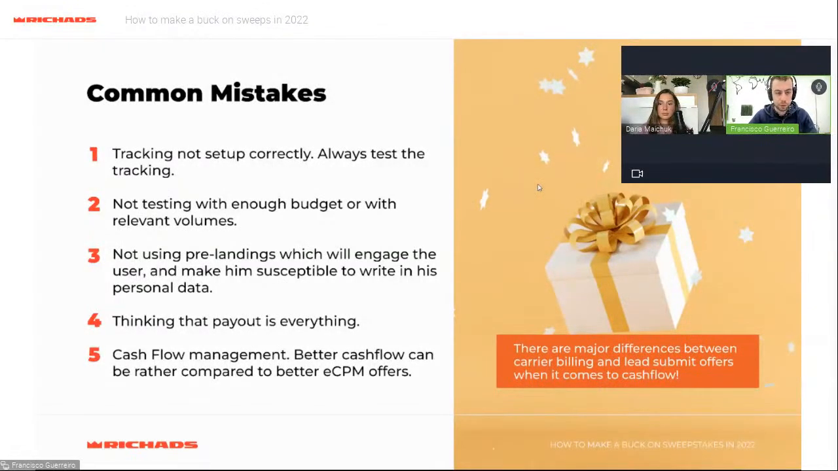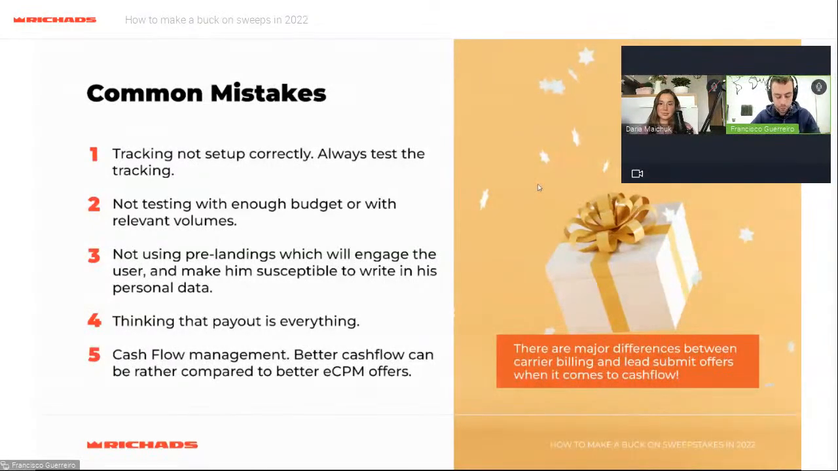Then the second mistake, and this is something that I see a lot, is not testing with enough budget and volumes. What I see is that a lot of affiliates think that this market is something that you just open an offer and you test and you have success right away. This is not so simple, and I will talk about the Pareto rule that all campaigns are under, which is the 80-20%, but I will explain this later on.